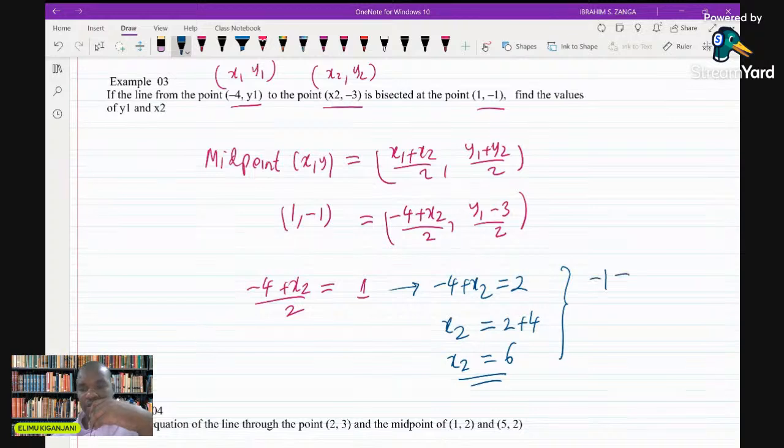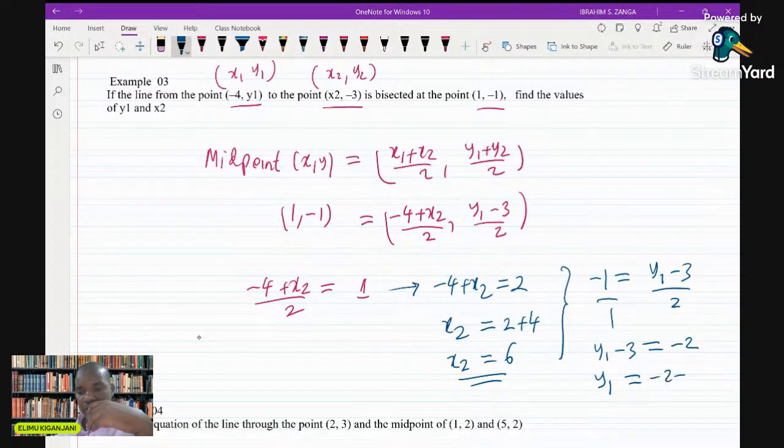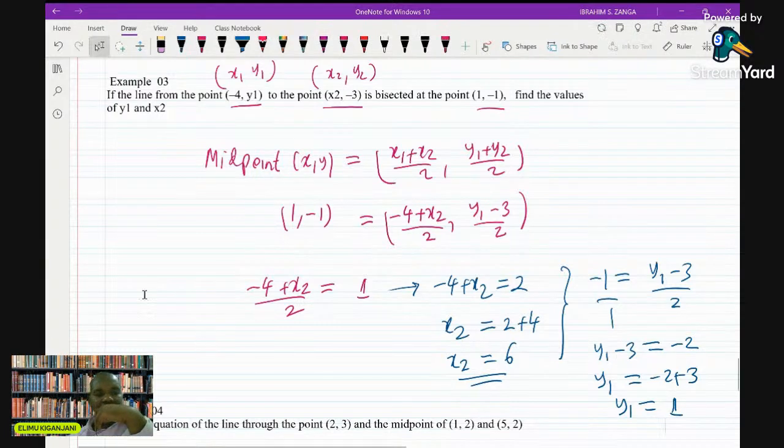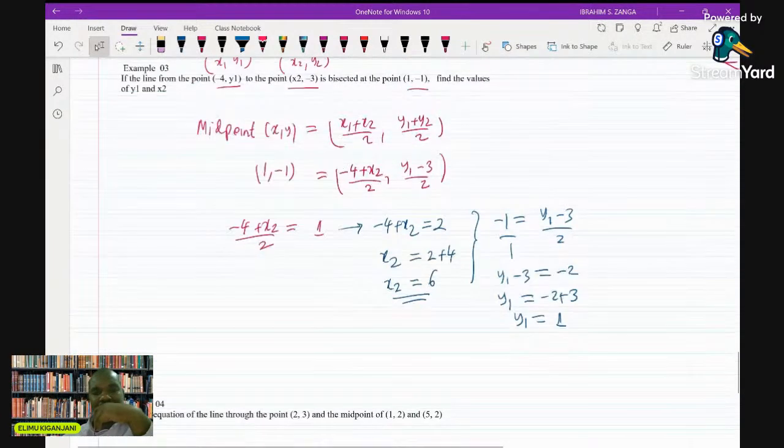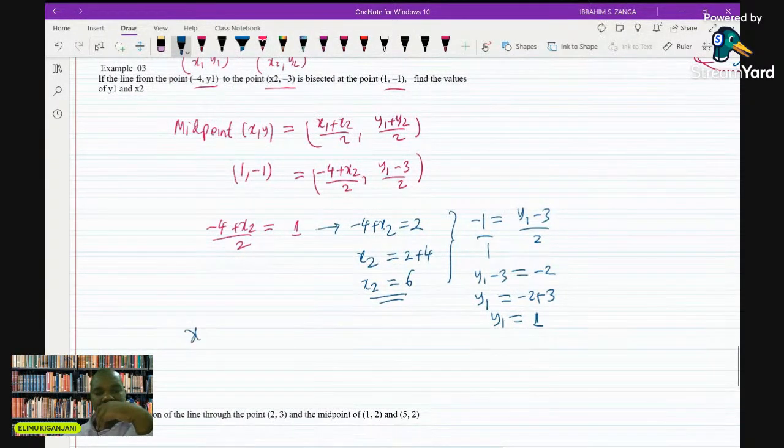Negative 1 is going to be equal to y1 minus 3 over 2. So crossing multiplication, basically we'll be having y1 minus 3 equals to negative 2. y1 will be negative 2 plus 3. y1 is going to be equal to positive 1. So from the given two expressions, we can see that x2, dear students, is 6 and y1 equals to 1.